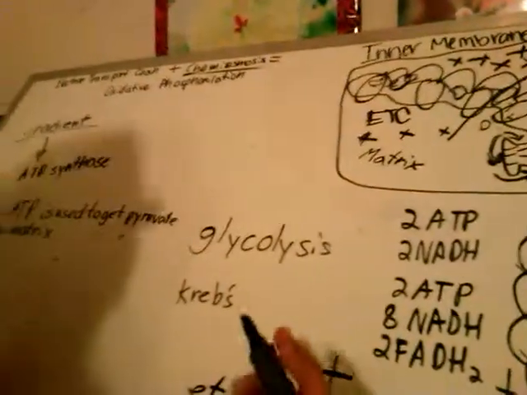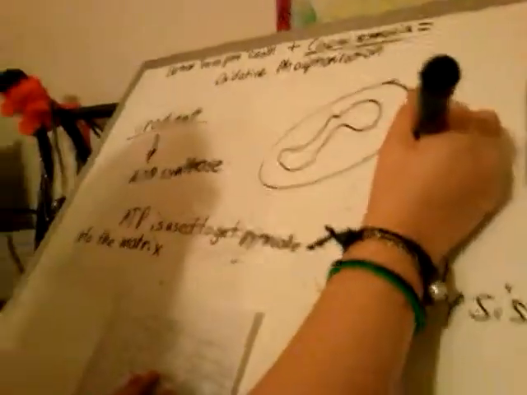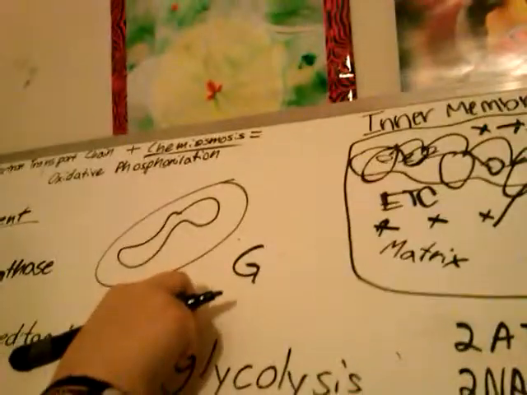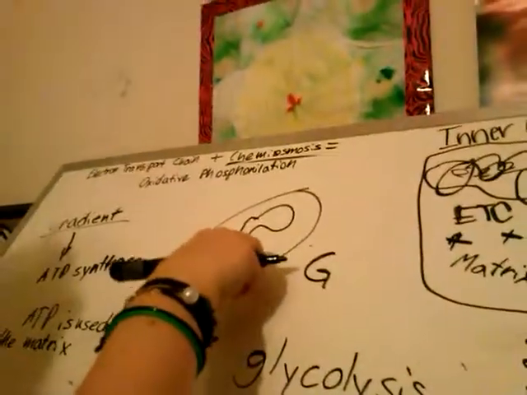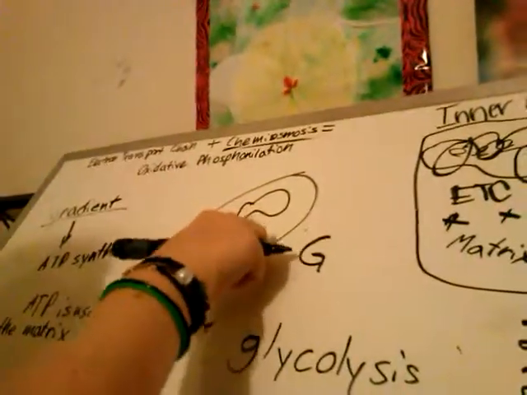Where were we in the link cycle? The link cycle is when the 2 pyruvates were broken down. And it was in the glycolysis matrix. Glycolysis is out here. And then we have these pyruvates. And they really want to get in here so they can have their little link cycle going on.